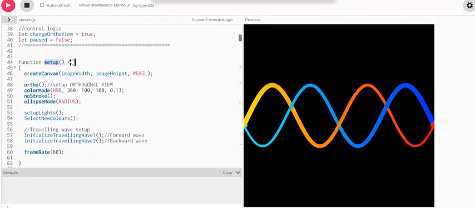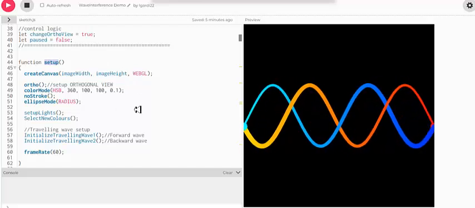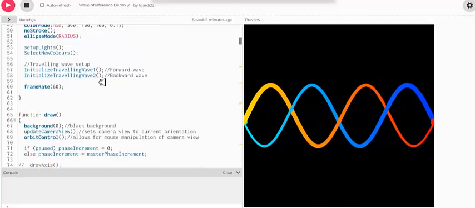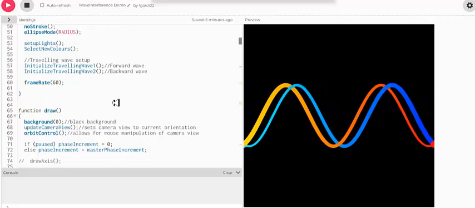And then we have the setup function. Just like in this one, only it's setting up for drawing these two waves. I've got an initialize wave 1 and initialize wave 2. We'll get into the details in a minute.